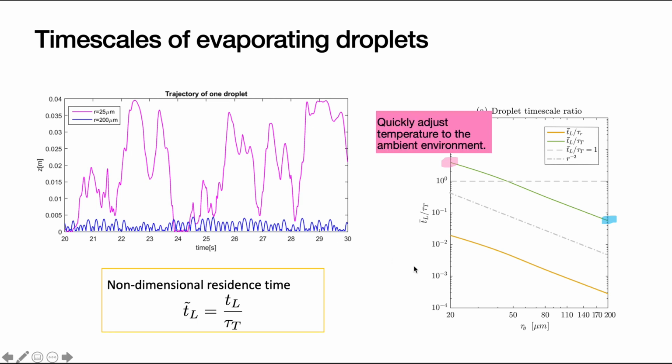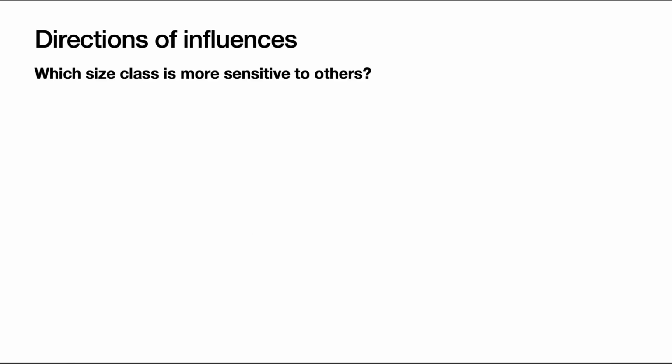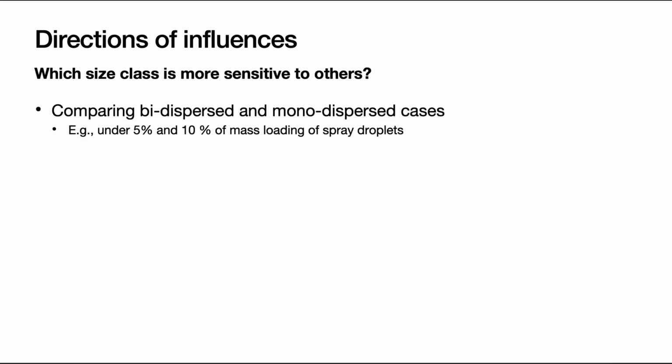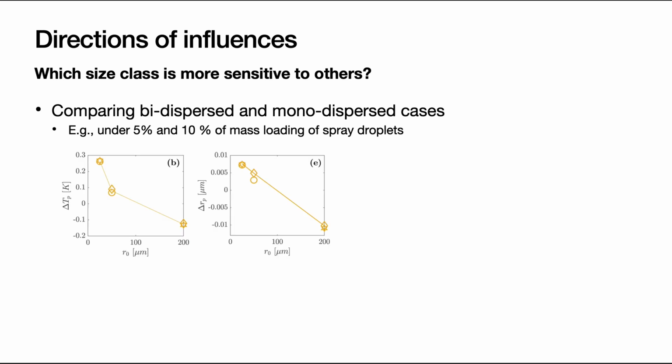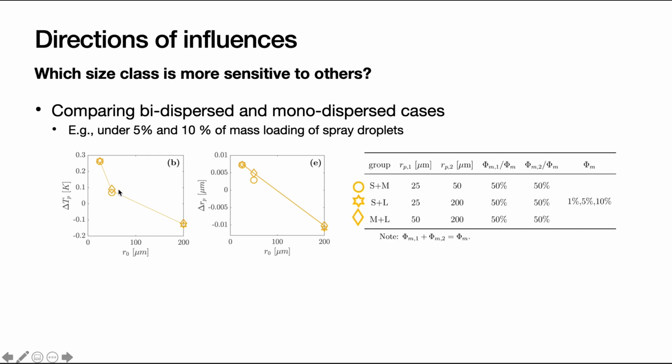For small droplets, for example 25 microns, when they enter the air, they will make an instant adjustment based on the ambient air. However, the large droplets barely change. The reason I say this is because if we compare how much temperature or how much rate is changed between the single size cases and the mixed cases from two sizes, we can find that some sizes are more sensitive to other sizes. In these two panels, you can see different sizes mixed, and the solid line means the single sizes. 50 microns is the most sensitive one among the three.